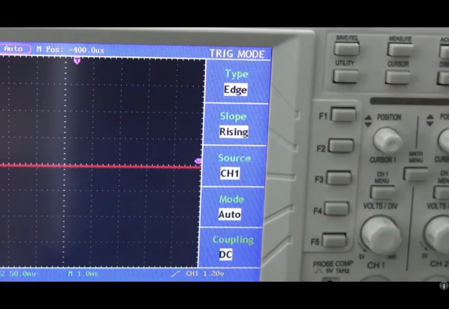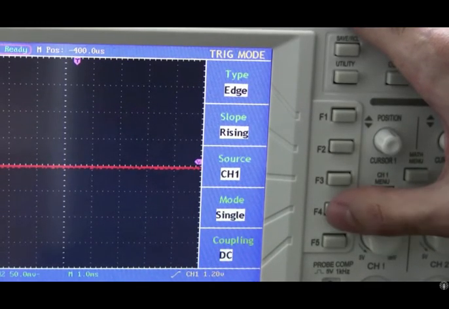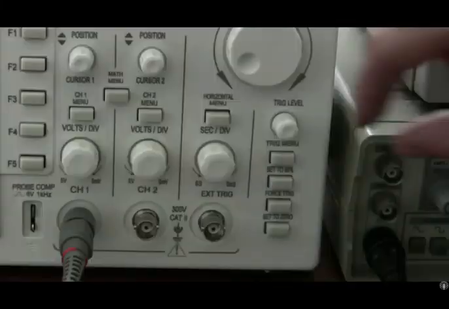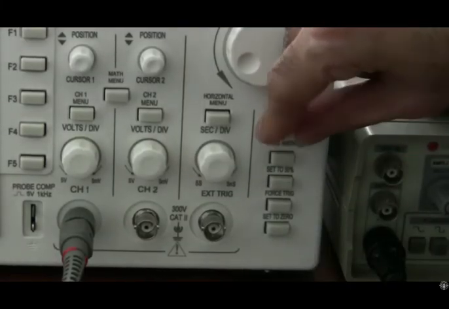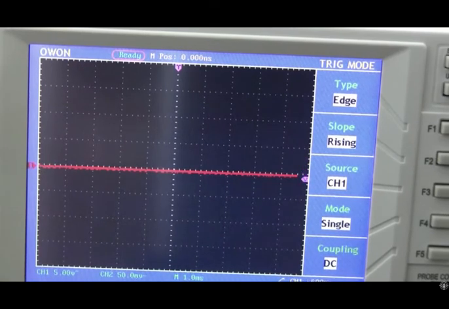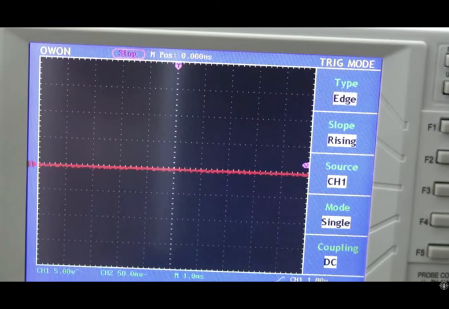With the mode setting, auto mode is good for repetitive signals, but since we're looking at serial data, we want to use the single setting. This will allow us to capture a single waveform and keep it static on screen. Also, the trigger level knob over here will let me set the trigger threshold, so that when the voltage goes beyond a certain level, the trigger fires and the signal is captured. I'm going to set the trigger to 1 volt now.